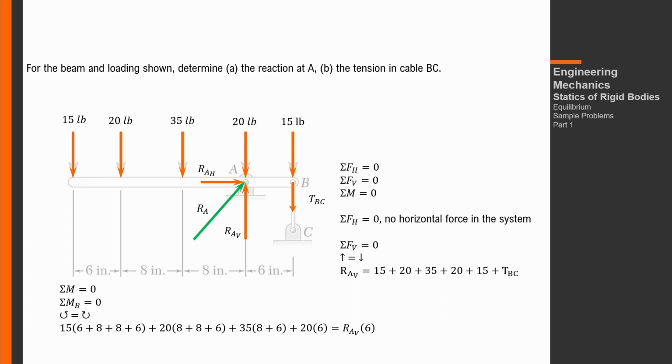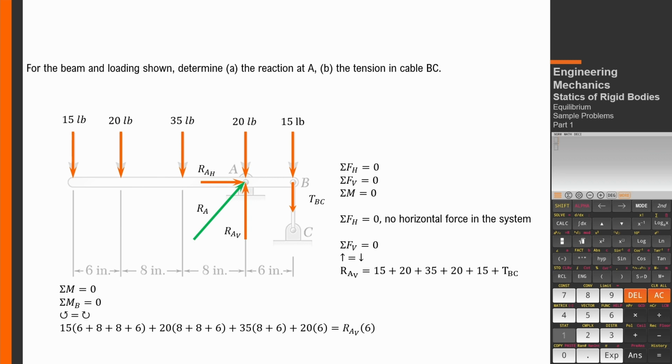nun ay 6. So, therefore, 15 times 6 plus 8 plus 8 plus 6 plus 20 times 8 plus 8 plus 6 plus 35 times 8 plus 6 plus 20 times 6, then over 6. So therefore, vertical component ng reaction sa A, or yung reaction sa A na rin dahil walang horizontal component, ay 245 pounds. So, store ko na lang to sa A.